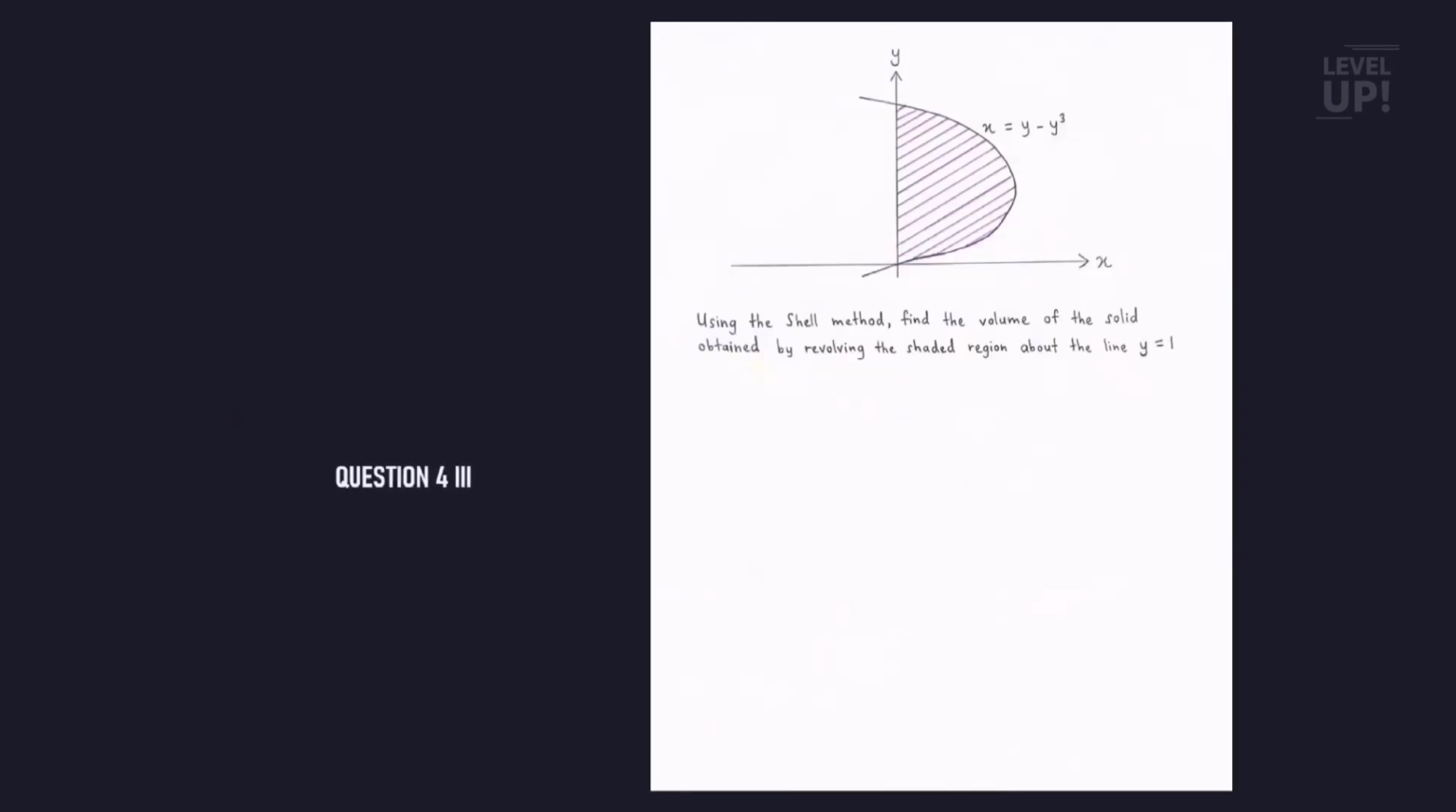I am Jasmine Aimi and I will explain this next question. For this question, consider the shaded region in the first quadrant which is bounded by the curve x equals y minus y cubed and the y-axis as shown in the figure. By using the shell method, find the volume of the solid obtained by revolving the shaded region about the line y equals 1. So the line y equals 1 is the axis of revolution, which means this falls under case 2, cross-section parallel to the x-axis.